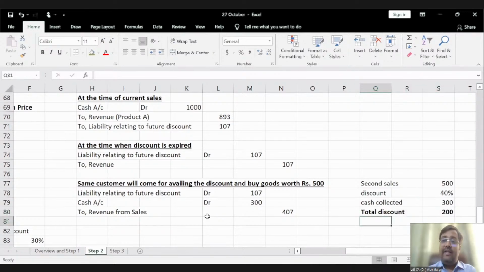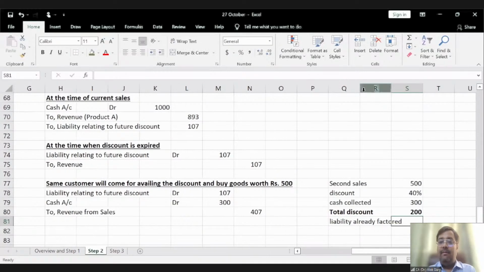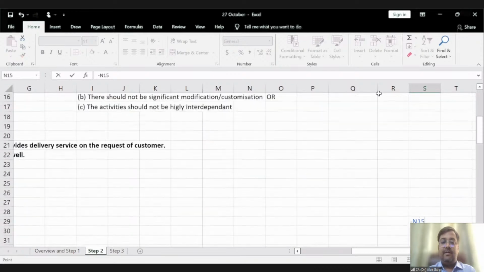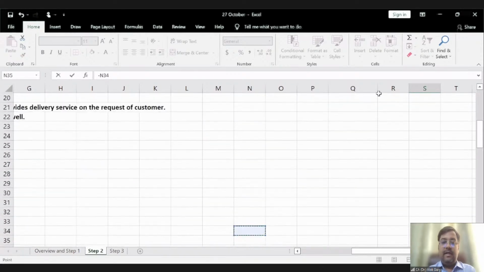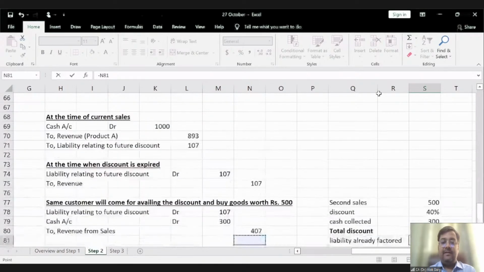100. But the total discount is 200, right? But we have already recognized a liability of future discount. How much discount have we already factored? You can see that in the first sale, the revenue has been recognized only for 893, not for 107, right? So the liability already factored is 107, right?